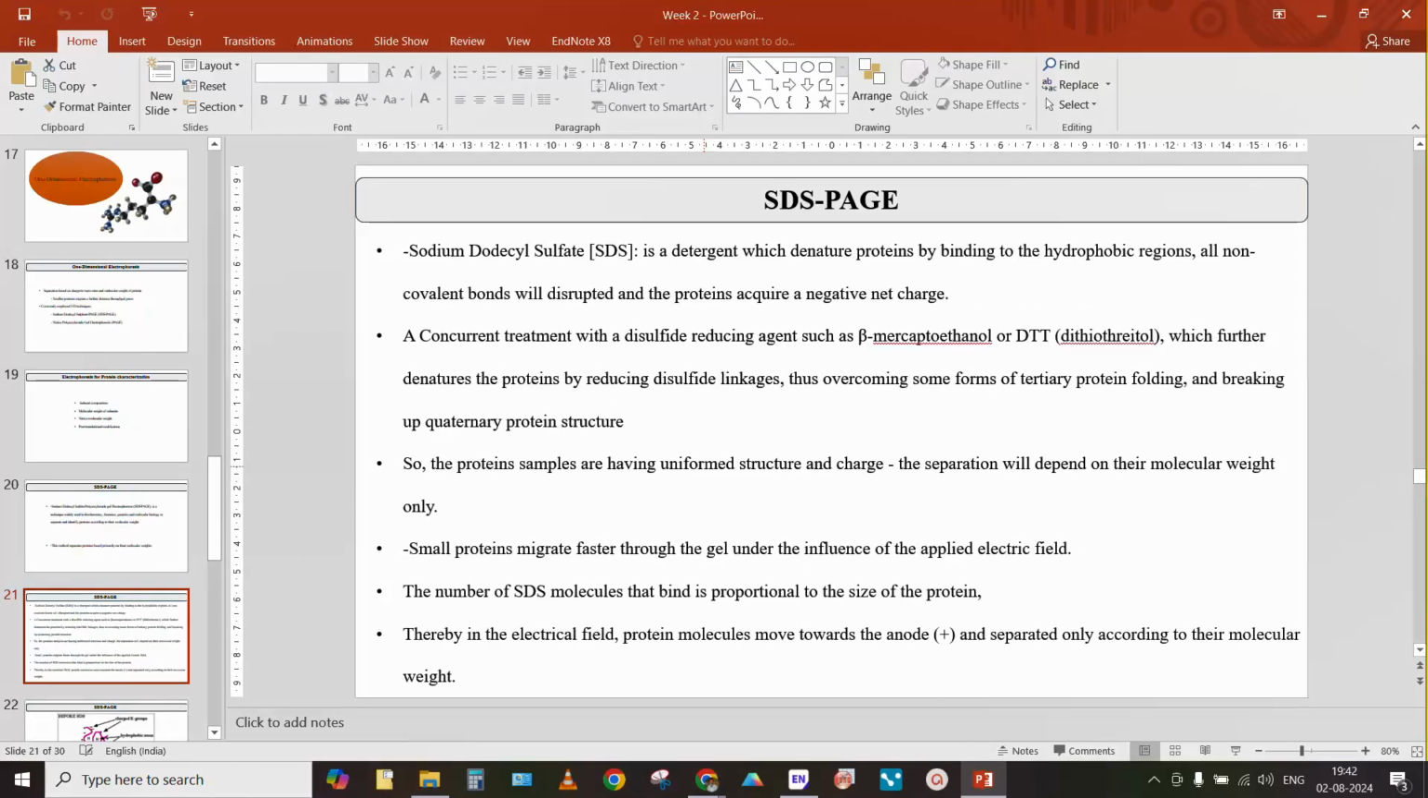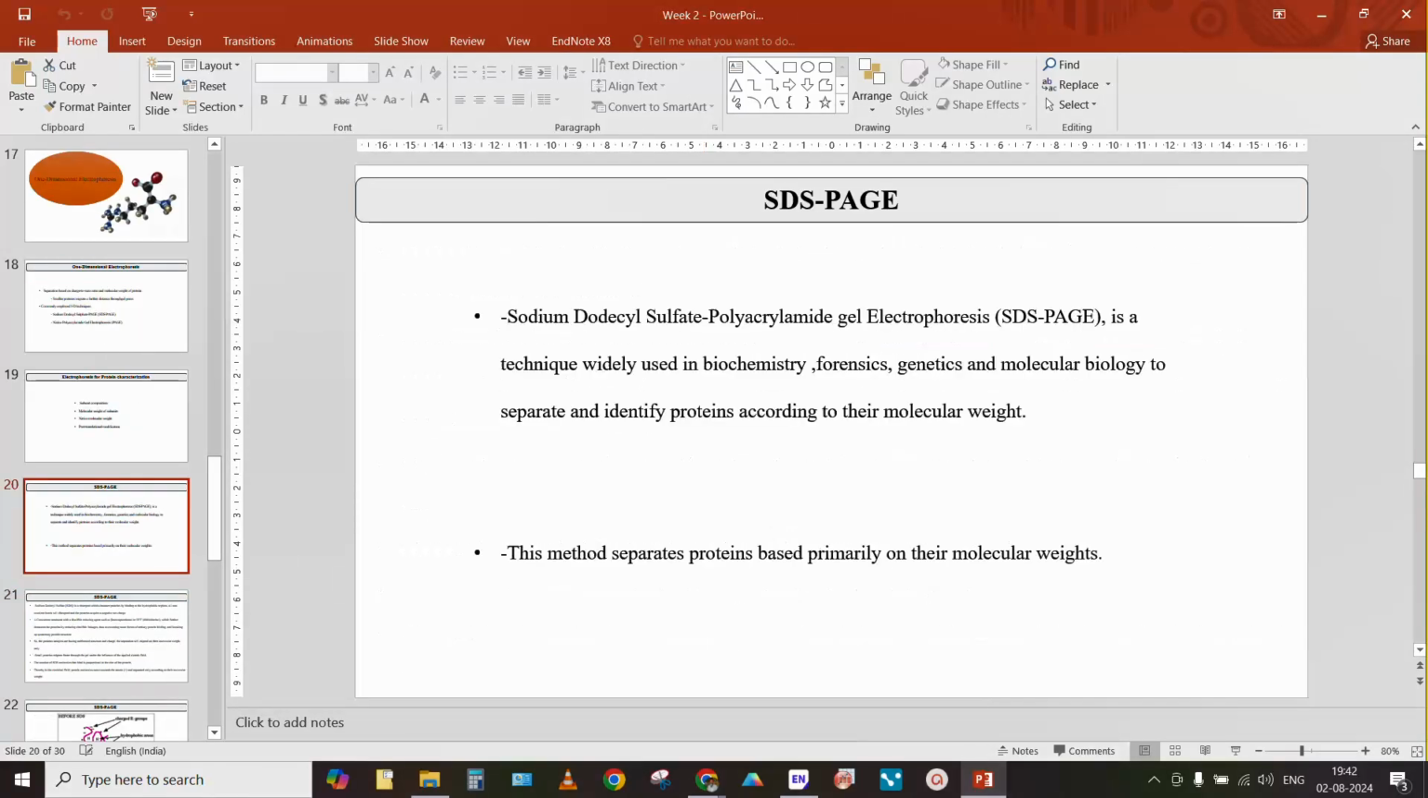So now I'll discuss in brief manner about SDS-PAGE. It is sodium dodecyl sulfate polyacrylamide gel electrophoresis, which is a technique widely used in biochemistry, forensic genetics, and molecular biology to separate and identify proteins according to their molecular weight. So this method separates proteins primarily based on molecular weight, as I've told you in the 1D technique.